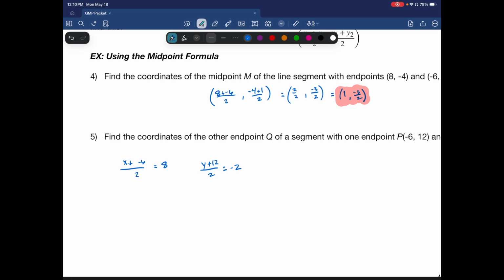So 2 times 8 is 16, so I got x minus 6 equals 16. Add 6, x equals 22. And then 2 times negative 2 is negative 4, so y plus 12 equals negative 4. Subtract 12, and you get y equals negative 16. So Q is going to be (22, -16). So we know that's our answer. We used the formula to get that. All right, so let's look at it a different way.